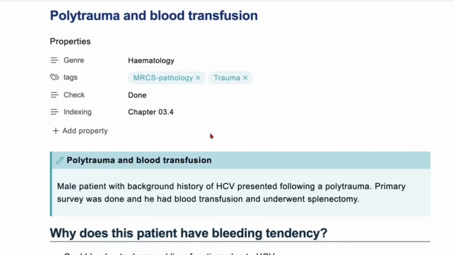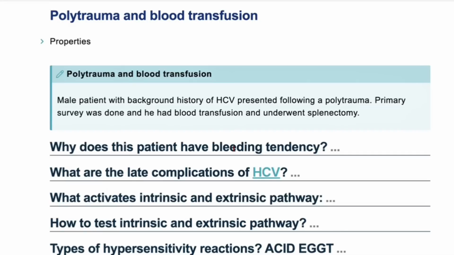So you have a male patient whose background history of ACV presented following a polytrauma. Primary survey was done, and he had blood transfusion and underwent splenectomy as well. Why does the patient have bleeding tendency in that setting? So this patient specifically has bleeding tendency because they have a past medical history of hepatitis C virus, and therefore they have a deranged liver function. They'd be unable to synthesize vitamin K and therefore factors 2, 7, 9, and 10, protein C and protein S.